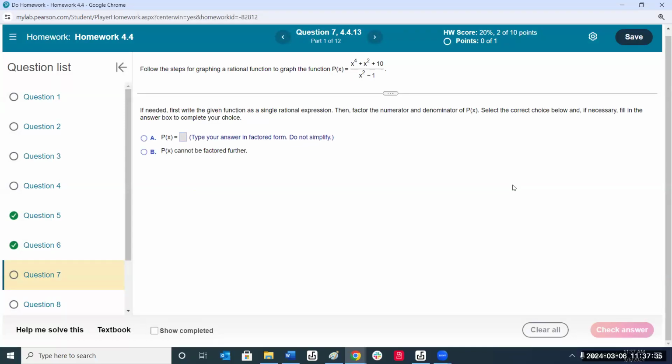Here's another one. I'm sorry, everybody. Want to do this one? Because this one, the numerator is quadratic in form. So this one is 4-4, number 7. R of x equals x to the 4th plus x squared plus 10, over the denominator.